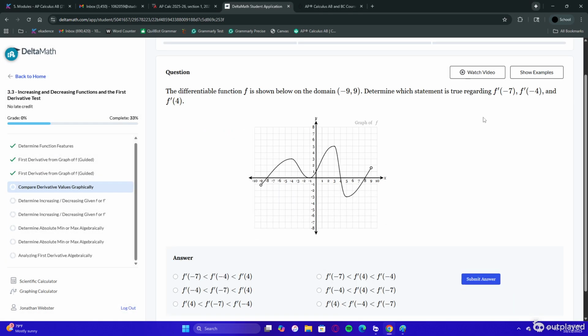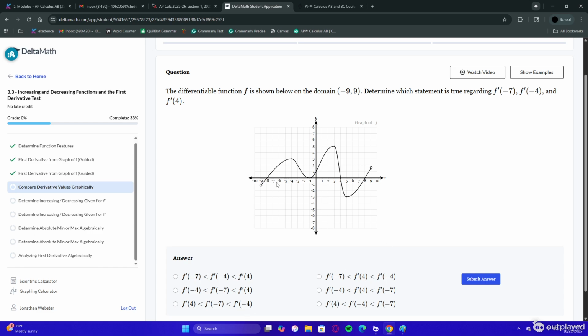Okay, now we're going to be looking at a differentiable function f and comparing its derivative values graphically. So in this problem, they give us f on the open interval negative 9 to 9, and they give us statements right here, and we have to determine which one is true. So f prime of negative 7, f prime of negative 4, and f prime of 4. They're asking basically which one is greatest or least or in the middle.